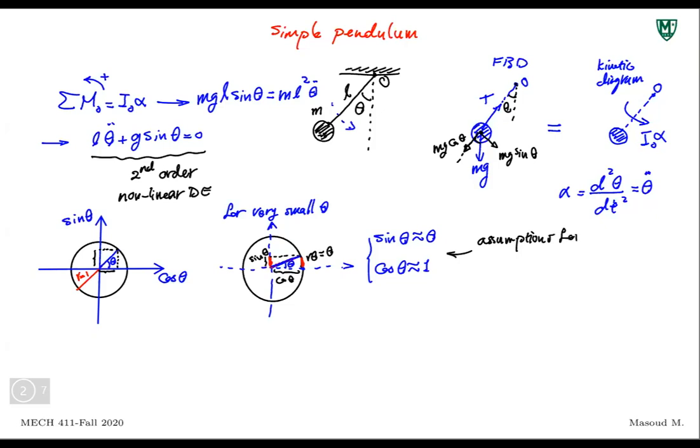Assumptions for small angle rotation. Keep in mind, this means that this pendulum does not go far away from the equilibrium point. It gets close. And the approximate value for that is about less than 10 degrees. As long as your angle theta is less than 10 degrees, you are pretty fine.